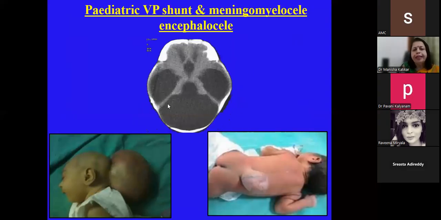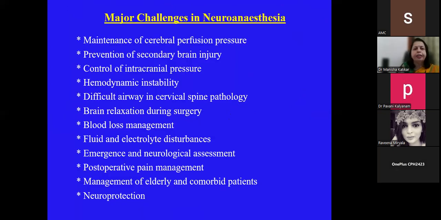We do get pediatric cases like this, a very large, huge hydrocephalus, an encephalocele like this, a meningomyelocele like this, and here we need to use the concepts of pediatric anesthesia, neonatal anesthesia, as well as neuroanesthesia. So what are the commonest challenges we face in neuroanesthesia?